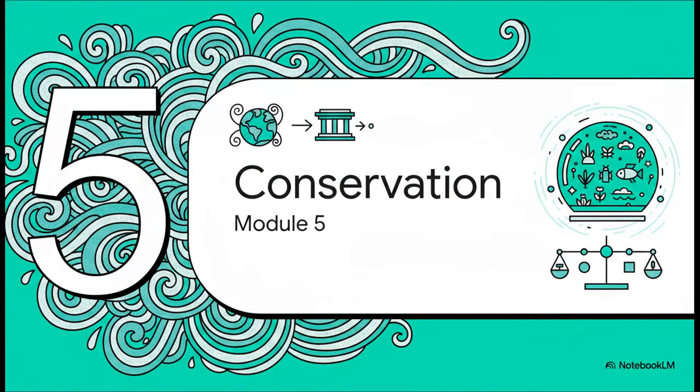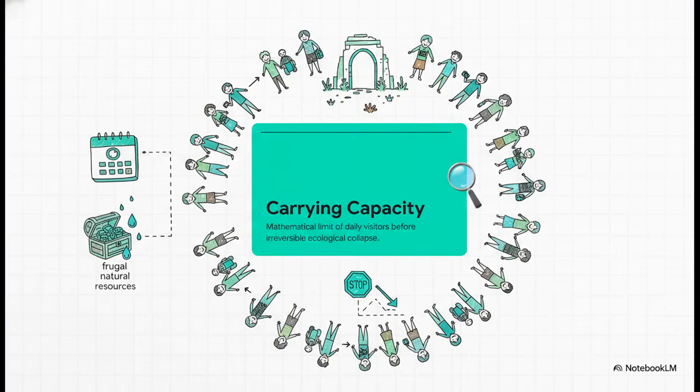Finally, we hit Module 5, Conservation and Carrying Capacity. We're entering this last module with maximum intensity, focusing on the mathematical limits of fragile microecosystems. You must memorize this definition. Carrying capacity is not just some vague idea of crowd control. It is the strict mathematical limit of daily visitors a fragile microecosystem can sustain before irreversible structural or ecological collapse. To get full marks here, you have to explicitly write that this limit must be calculated before marketing a destination, and you literally have to use the precise examiner phrase, frugal natural resources.